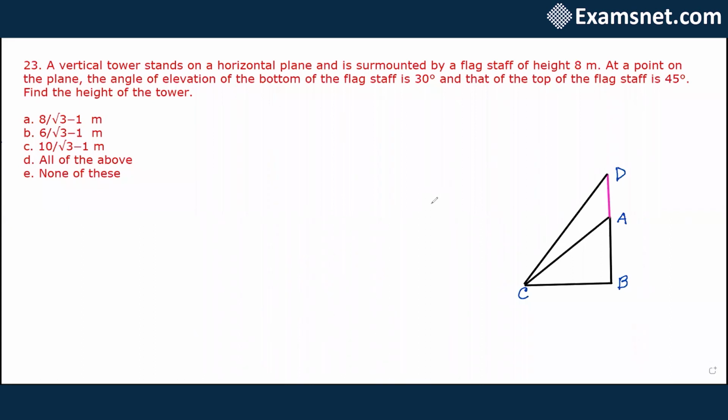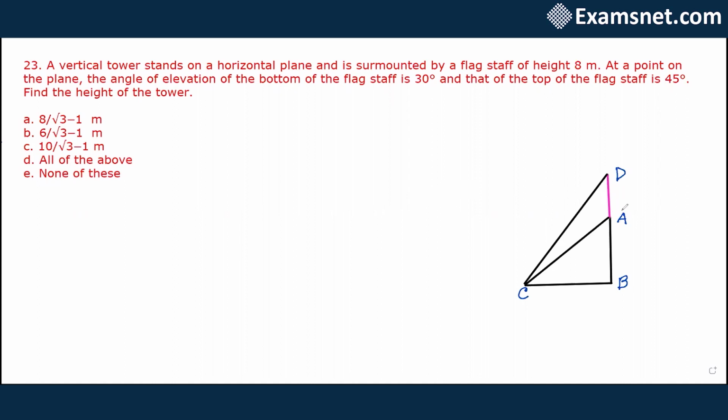Question number 23 states that a vertical tower stands on a horizontal plane and is surmounted by a flagstaff of height 8 meter. At a point on the plane, the angle of elevation of the bottom of the flagstaff is 30° and that of the top of the flagstaff is 45°. Find the height of the tower.